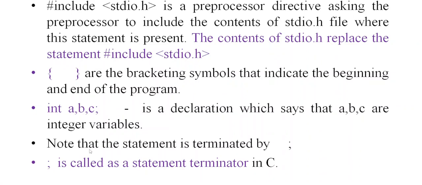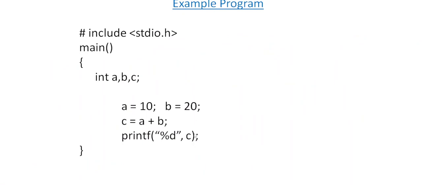Any C programming language statement, except a few statements, is terminated by a semicolon. That's why the semicolon is called the statement terminator. Here you can see all the statements are terminated with a semicolon. Declarative statements and executable statements are terminated with a semicolon. The preprocessor directive, function declaration, etc. are not terminated by a semicolon.